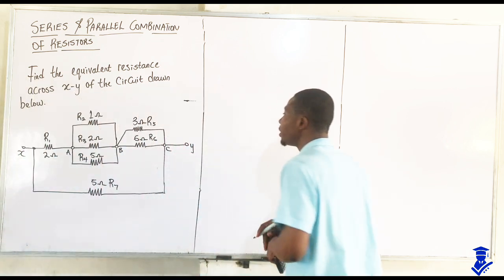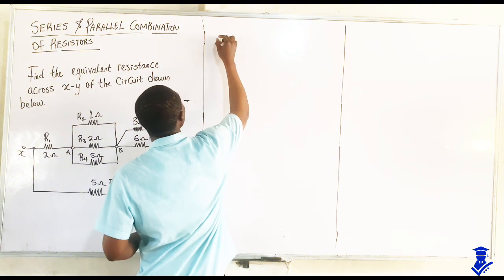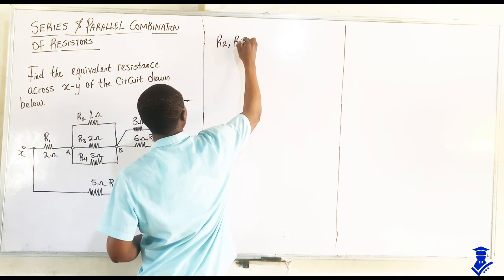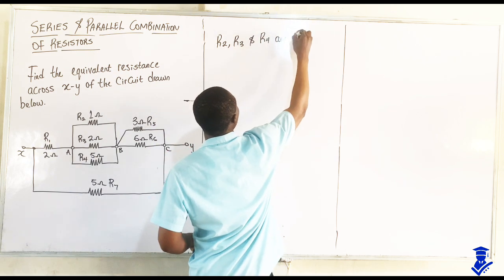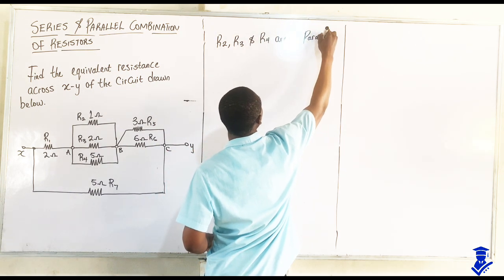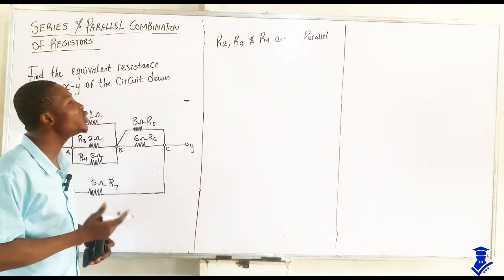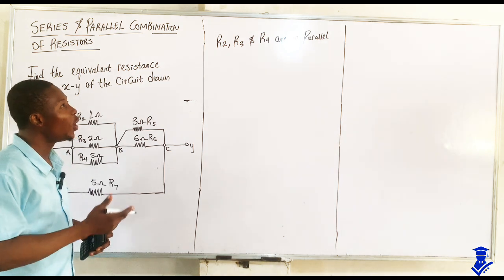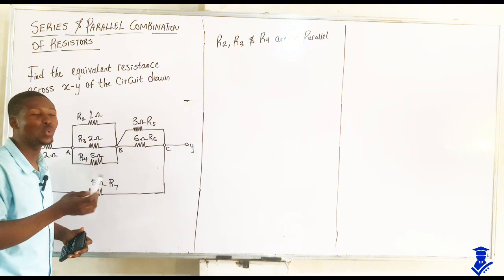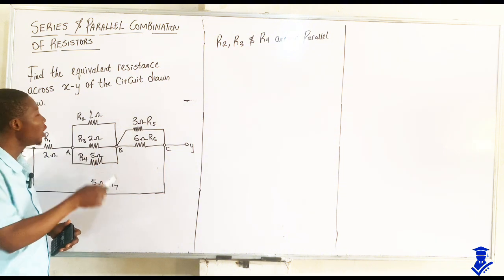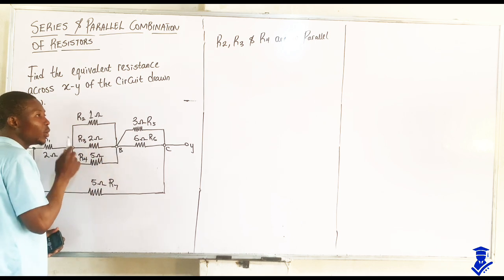Now, watch closely. If you look at this circuit, you will notice that R2, R3, and R4 are in parallel. Now, how do you find the resistance of resistors in parallel? There are 3 resistors in parallel. If there were 2, we would have multiplied them divided by adding them. But there are 3, so how do we do that? These resistors are between points A and B.